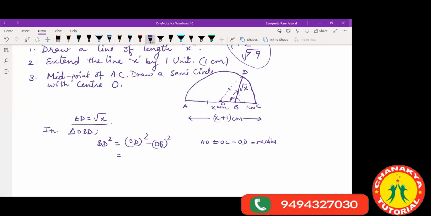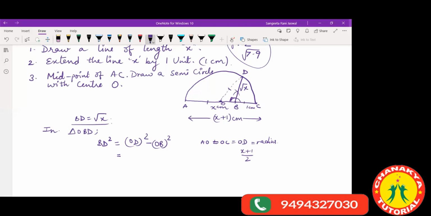And how much is the radius? This complete length was x plus 1. A to C was x plus 1. Radius is half of the diameter. So that means this radius is x plus 1 by 2, half of the diameter. Understood this?